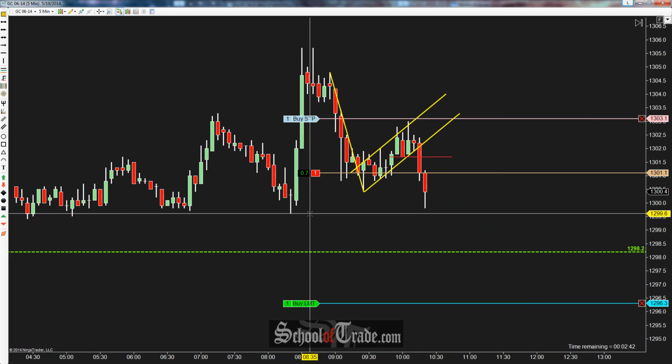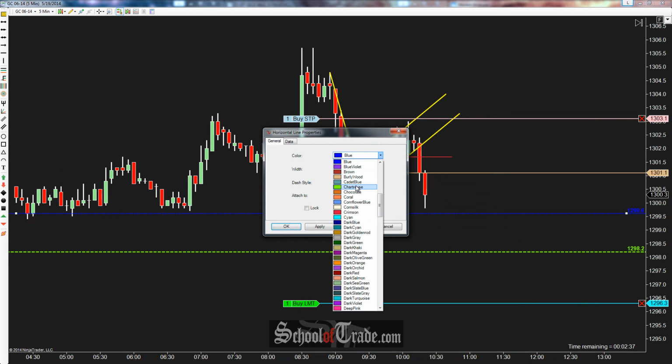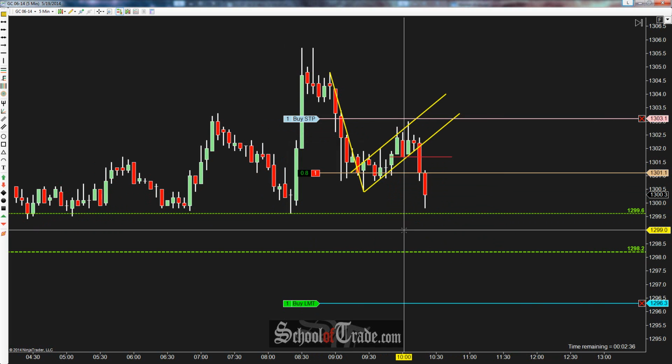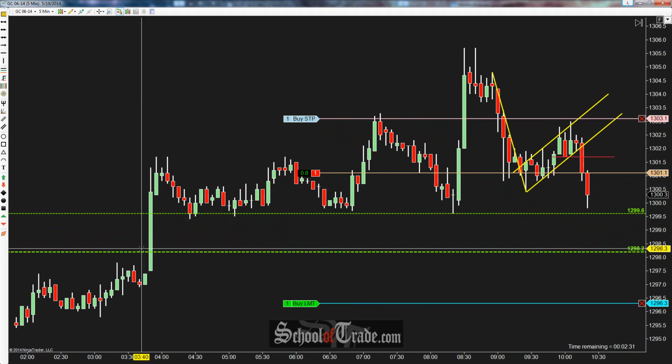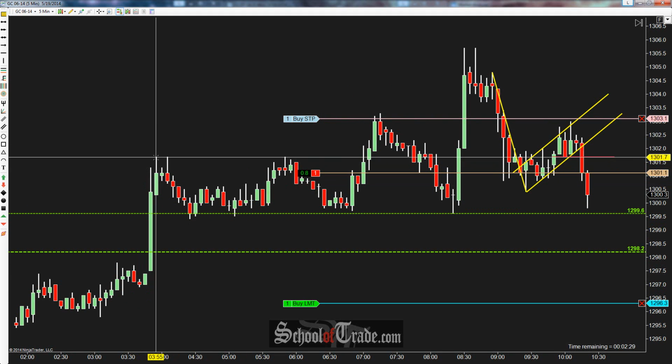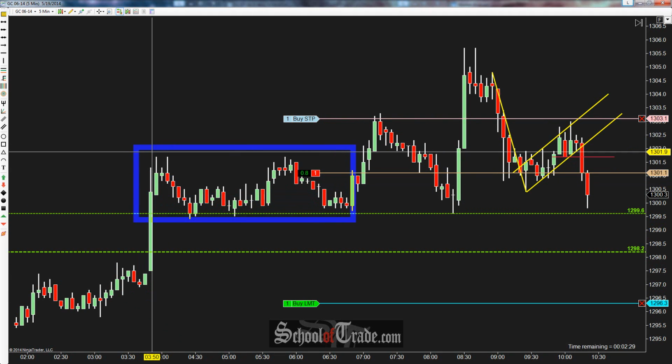The important level is this low down here at 1299.6. We need to get below this low, and we need to close below this low. That's an important level here. You can see, looking back, we've been kind of consolidated here. We had this strong move up, and then we got into this little block of consolidation.